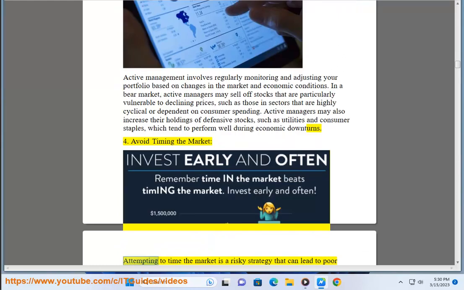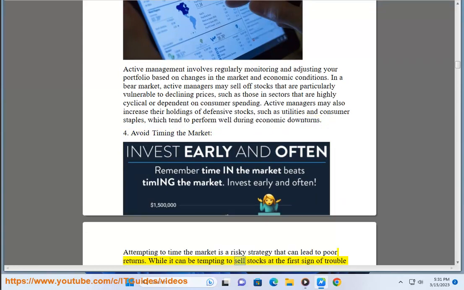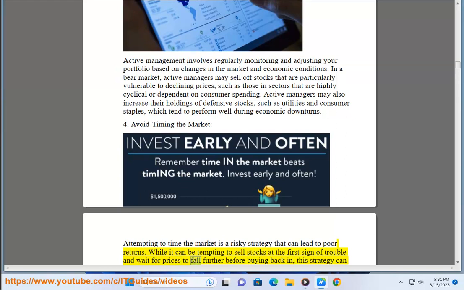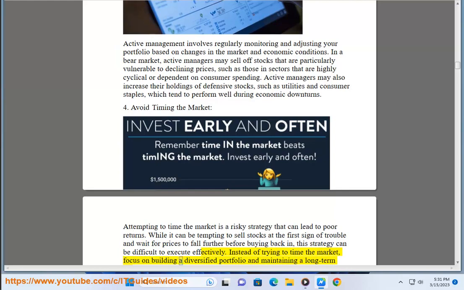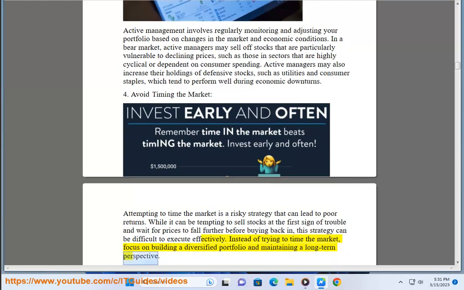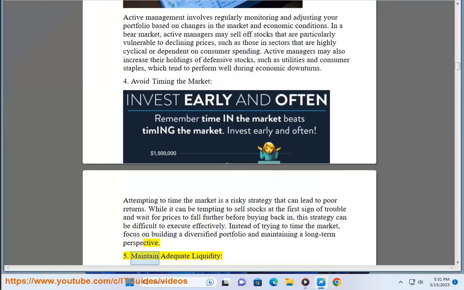4. Avoid timing the market. Attempting to time the market is a risky strategy that can lead to poor returns. While it can be tempting to sell stocks at the first sign of trouble and wait for prices to fall further before buying back in, this strategy can be difficult to execute effectively. Instead of trying to time the market, focus on building a diversified portfolio and maintaining a long-term perspective. 5. Maintain adequate liquidity.